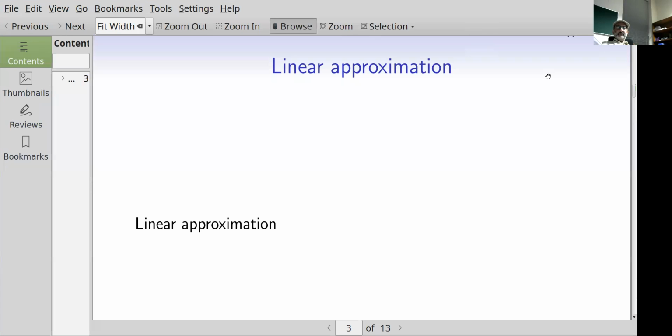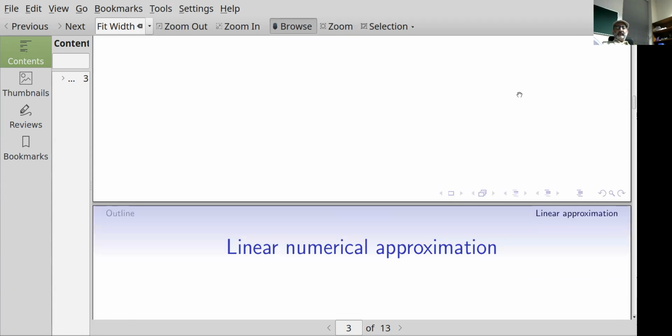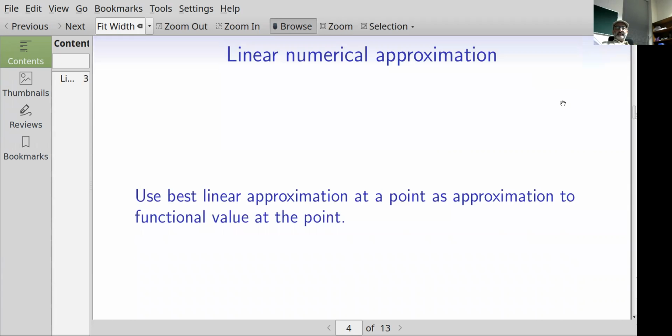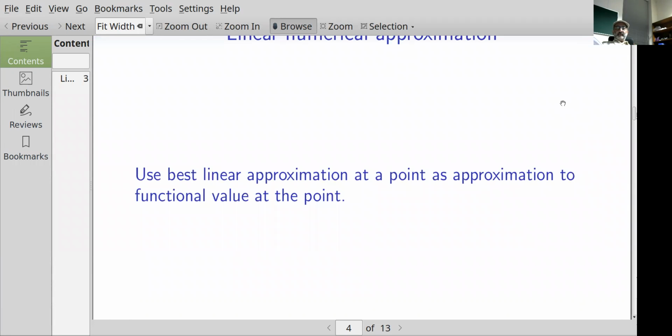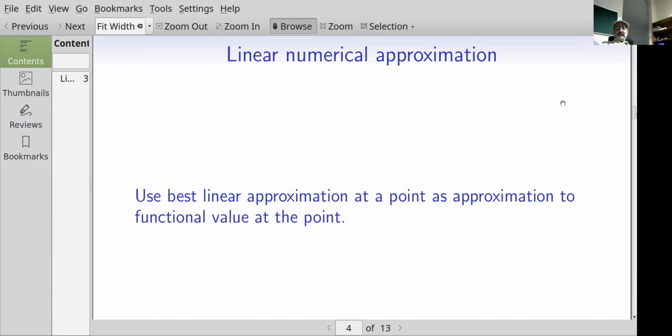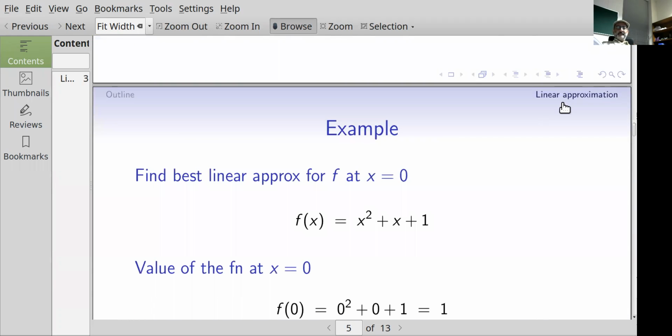In this segment, we do a few more examples of linearizing a function and linear approximation. So the idea is to replace a nonlinear function by a linear function, and at least near the point of interest, we can hopefully get a reasonable approximation to the function value.